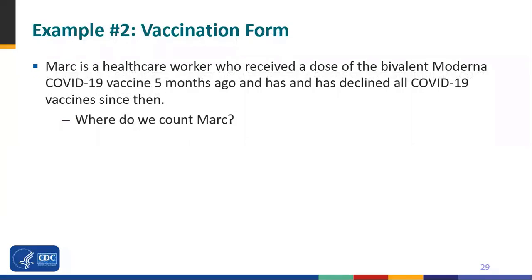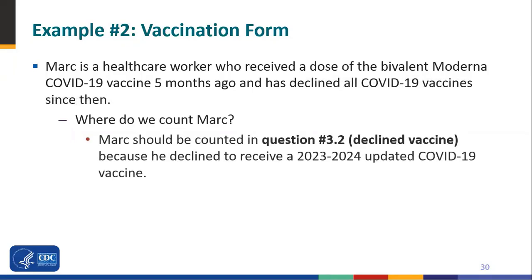For our second example, Mark received a dose of the bivalent Moderna COVID-19 vaccine 5 months ago, but declined all COVID-19 vaccines since then. In this instance, Mark should be counted in question 3.2, decline of vaccine, because he declined to receive the 2023-24 updated COVID-19 vaccine.